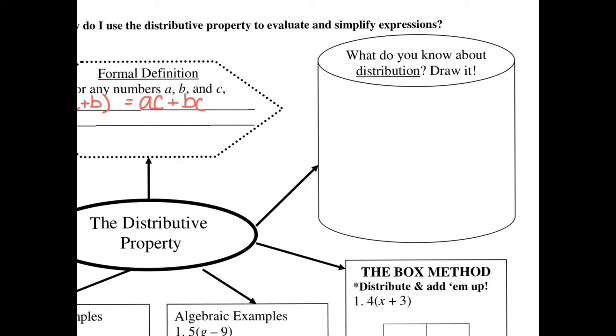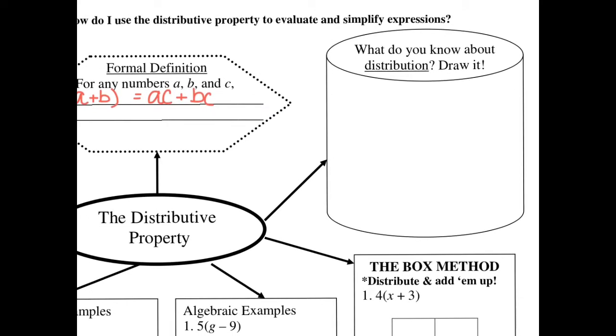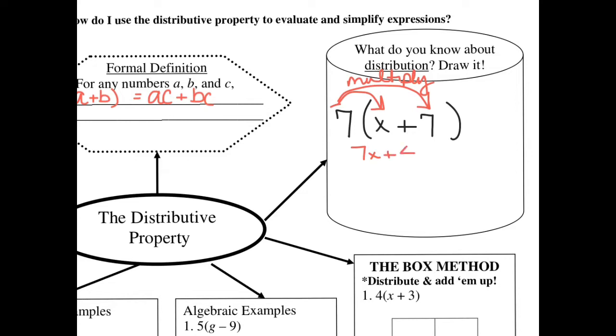What we know about the distributive property is that if we have a number on the outside of a parenthesis, and let's say that we have a variable and another number on the inside of the parenthesis, when we distribute, we actually multiply. I draw arrows to show what I'm multiplying, but I take 7, that number on the outside, times the terms on the inside. 7 times x is 7x, and 7 times a positive 7 is positive 49.